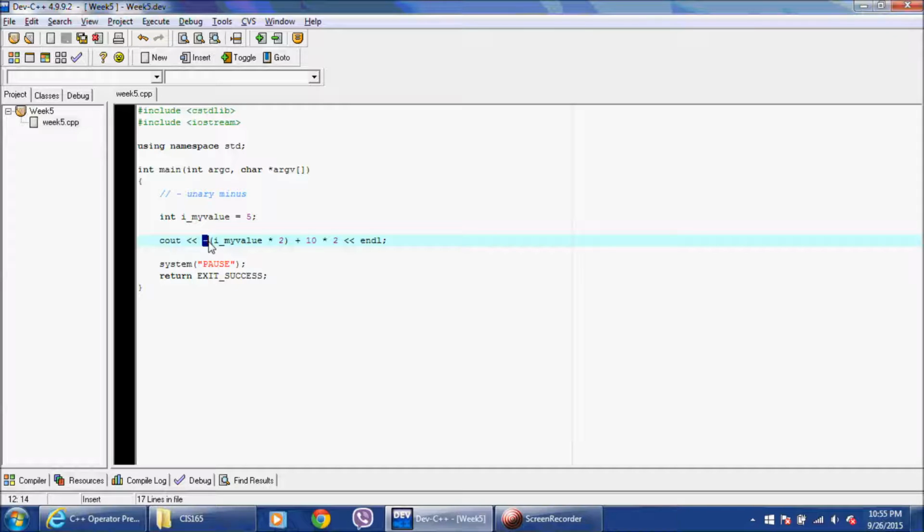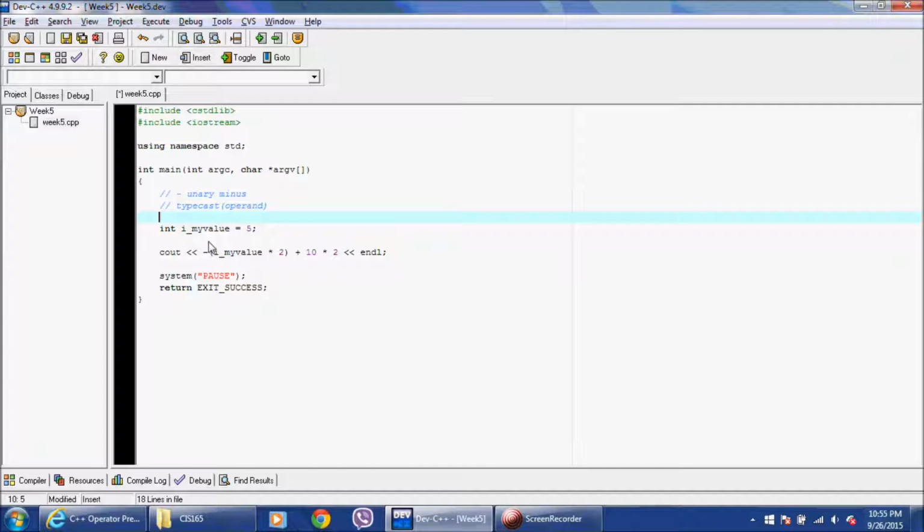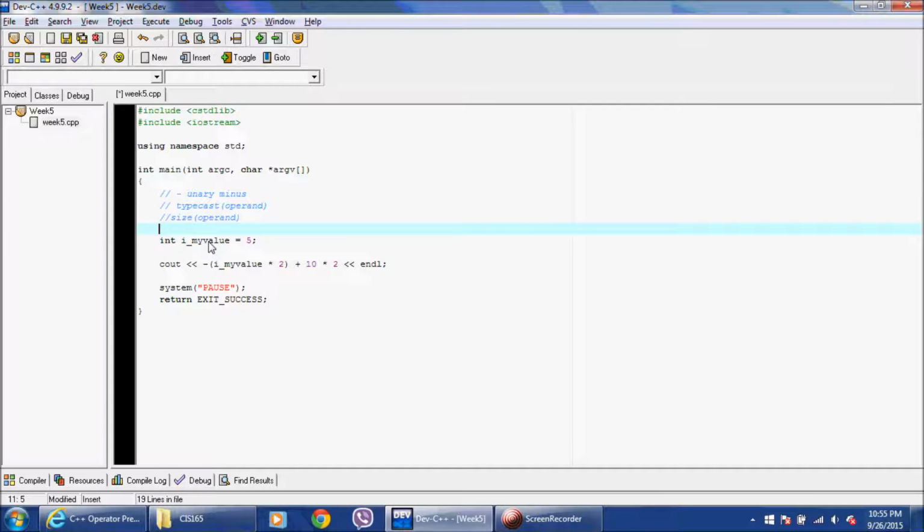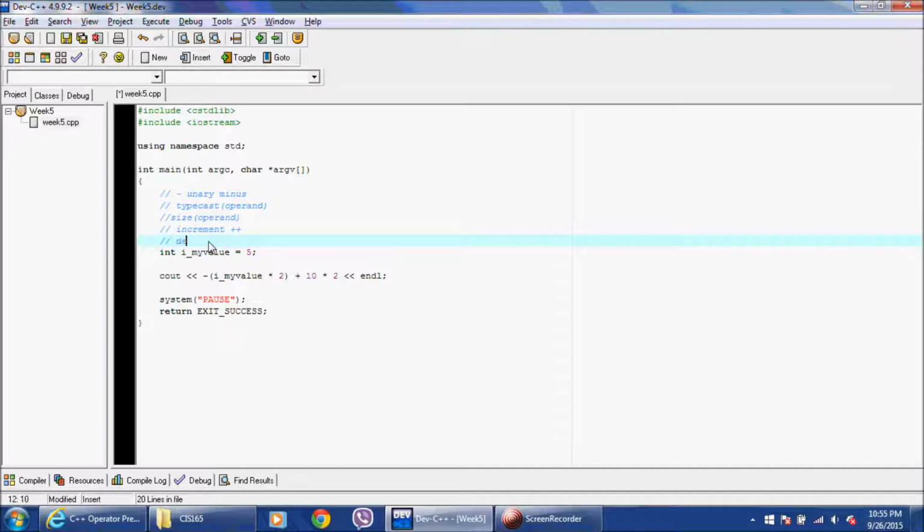Okay. Next is, we'll cover typecast, which gets one operand. Sizeof, which gets one operand. We went over the unary minus, the increment, and the decrement. Okay. Again, I repeat, binary operators have two operands. Unary operators have only one operand.